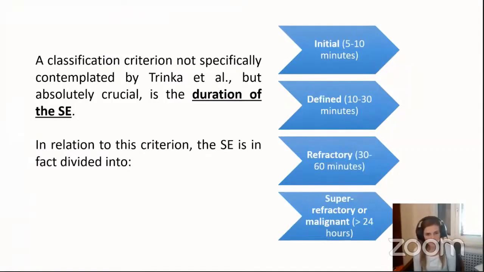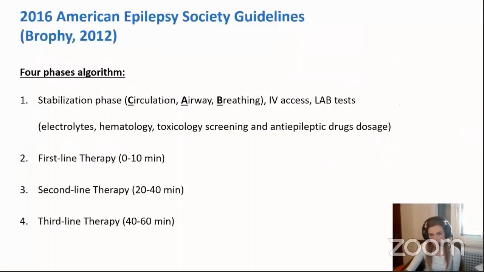According to the chronological criterion, SE can be distinguished according to the duration: initial at 5-10 minutes, established from 10 minutes to 30 minutes, refractory from 30 minutes to 60 minutes, and super-refractory or malignant beyond 24 hours of continuous epileptic activity. In 2016, the American Epilepsy Society proposed these guidelines, in which an algorithm with 4 phases has been shown, including a stabilization phase, circulation, airway, breathing, intravenous access, lab tests as a first step, and then treatment starting as first line, second line, and third line.